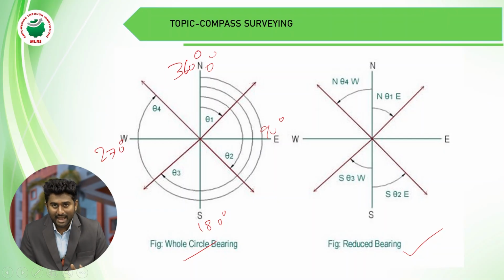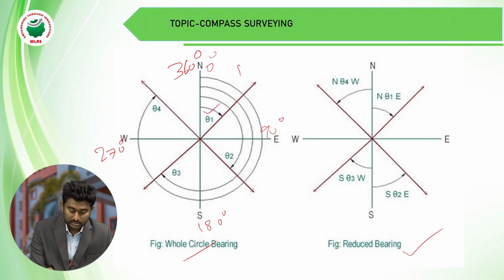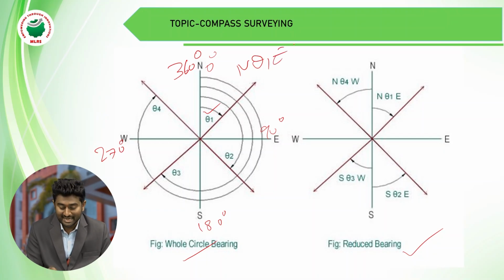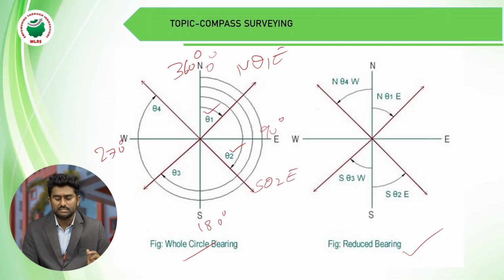The angle made from the magnetic north survey line to the survey line is theta 1, Northeast, theta 1. Next, coming to the second quadrant, the angle made by the survey line to the reference line is theta 2, South, theta 2, East. This is the second quadrant of the whole circle bearing system.